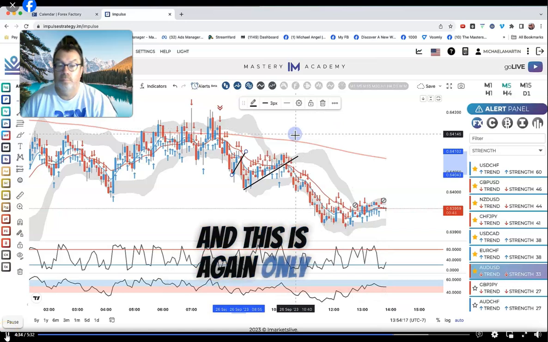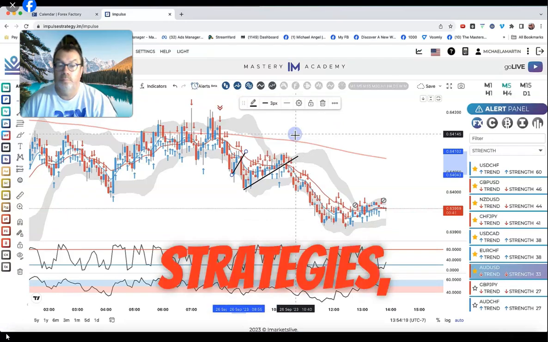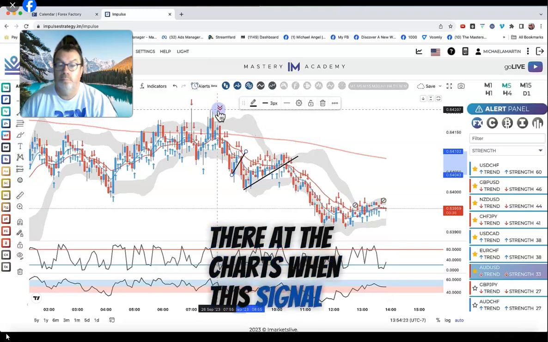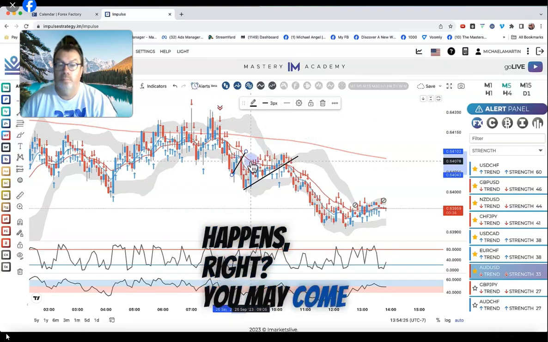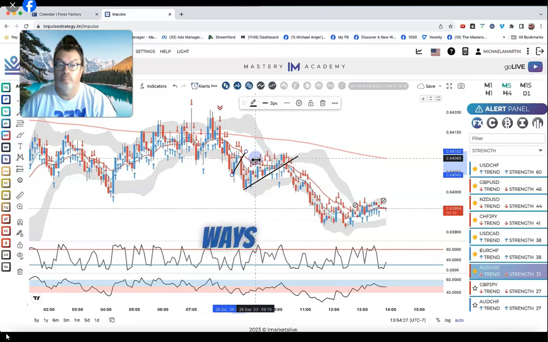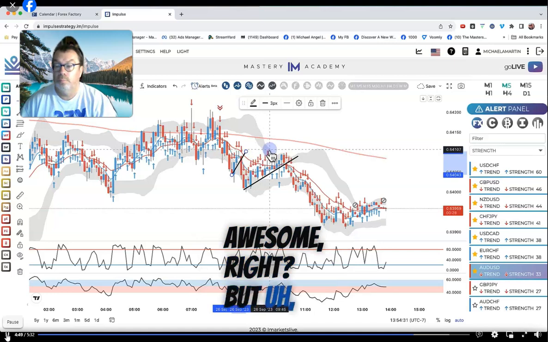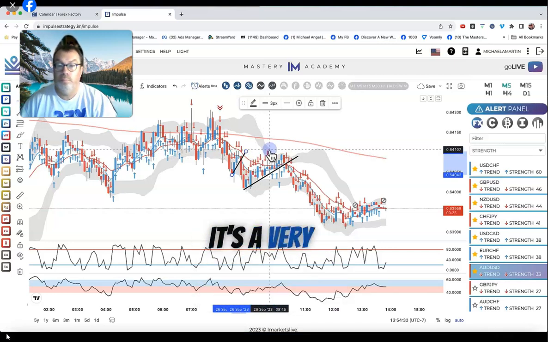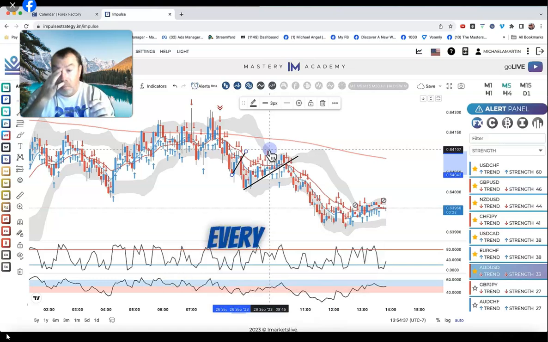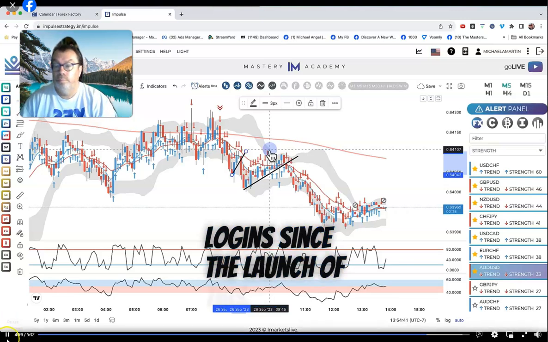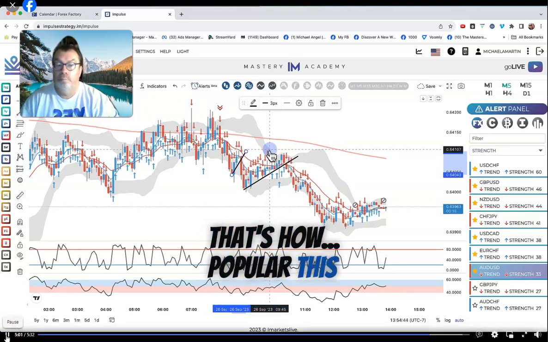And this is, again, only one of many strategies. There's strategies to jump in that trend as it goes, because you might not be there at the charts when this signal happens. You may come later in the day, and there's other ways to enter that are just as awesome, right? But this one's been very, very powerful. It's a very popular one. There's over 12,000 logins into this software every single day, and over 11 million logins since the launch of this. That's how popular this is.